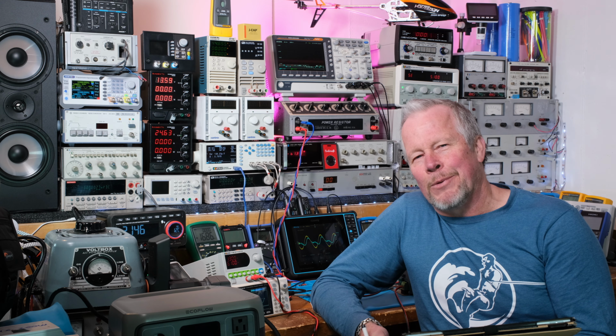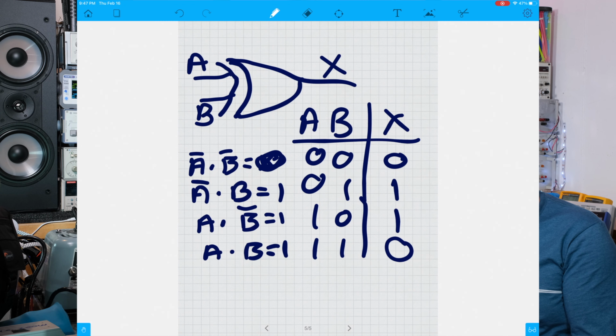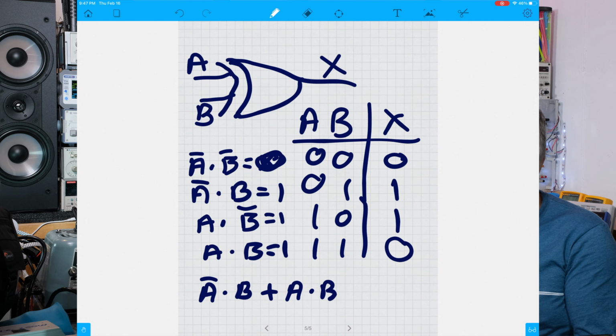So, pretty interesting, huh? If you look at that, you get a 1 if the A naught and the B is equal to 1, or if the A and the B naught is equal to 1. So how do you write that? You could go A naught and B, you get a 1, or, which is a plus symbol, A and B naught. Either one of those, you get a 1.